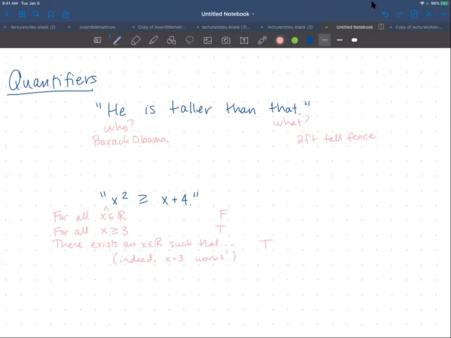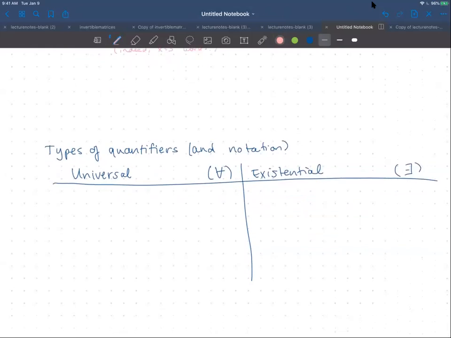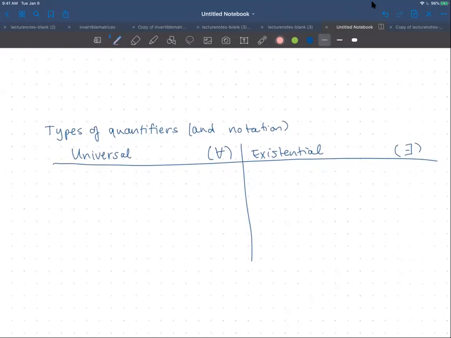So when I say quantifiers, the ones that I'm talking about for us are these universal and existential quantifiers. So universal means for all, and existential means I'm claiming the existence of something. There exists. So we might write for all real numbers x, x squared is greater than or equal to 0. That's a true statement.